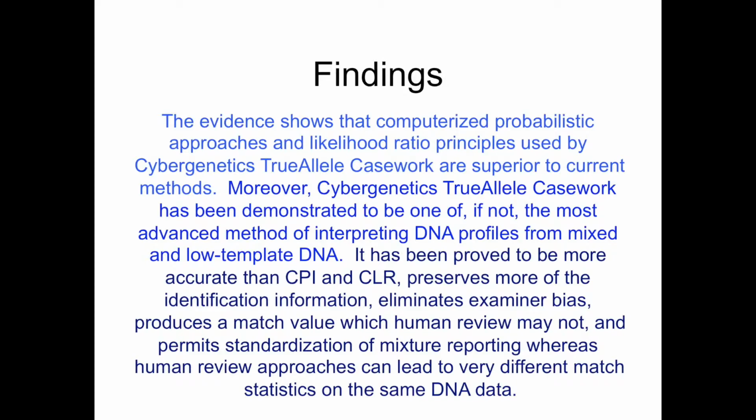And he also concluded, this is just his last paragraph, that it has been proved to be more accurate than CPI and CLR, those are the threshold approaches, preserves more of the identification information, eliminates examiner bias, produces a match value which human review may not, and permits standardization of mixture reporting, whereas human review approaches can lead to very different match statistics on the same DNA data. And he was echoing what 10 years of national studies had shown as well.